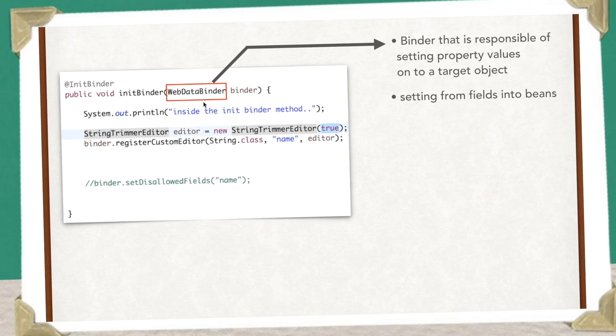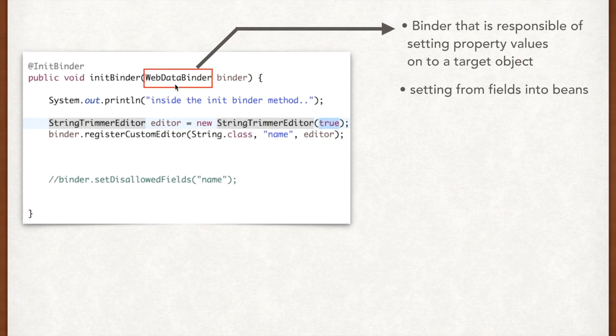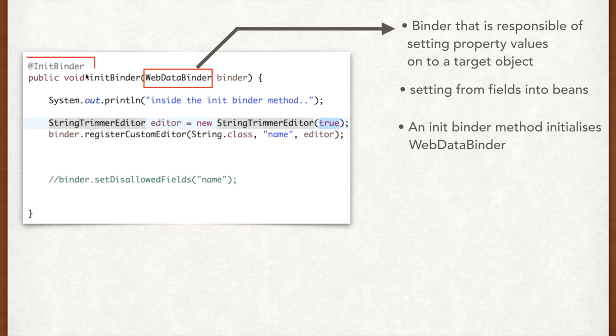And now the next question is, how can we have access to this particular class? We can have access to this particular class by using an init binder. So an init binder method initializes the web data binder. So who is creating the object for this? Obviously the framework. And how can we have access to this particular object? Whenever we define the init binder annotation over this particular method, it is going to help us to initialize this particular class called web data binder.